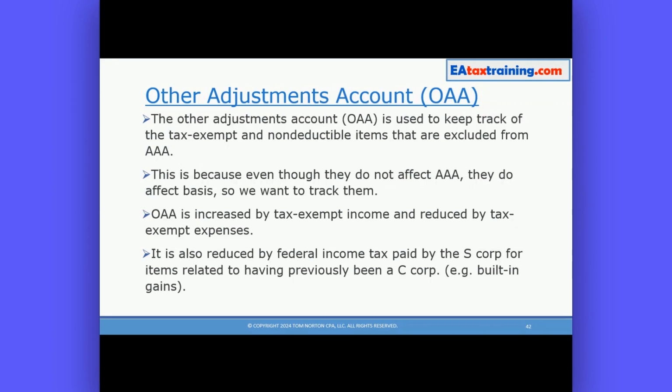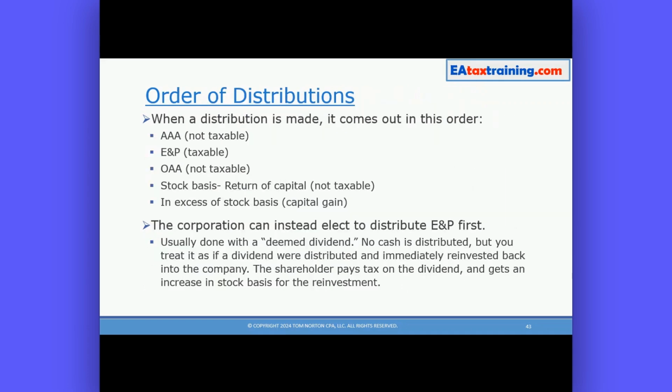It is increased by tax-exempt income and reduced by tax-exempt expenses. It is also reduced by federal income tax paid by the S Corp for items related to having previously been a C Corp. We're going to go over those items here in a little while. Remember, federal income tax is not deductible for federal income tax purposes, but it does reduce the other adjustments account.